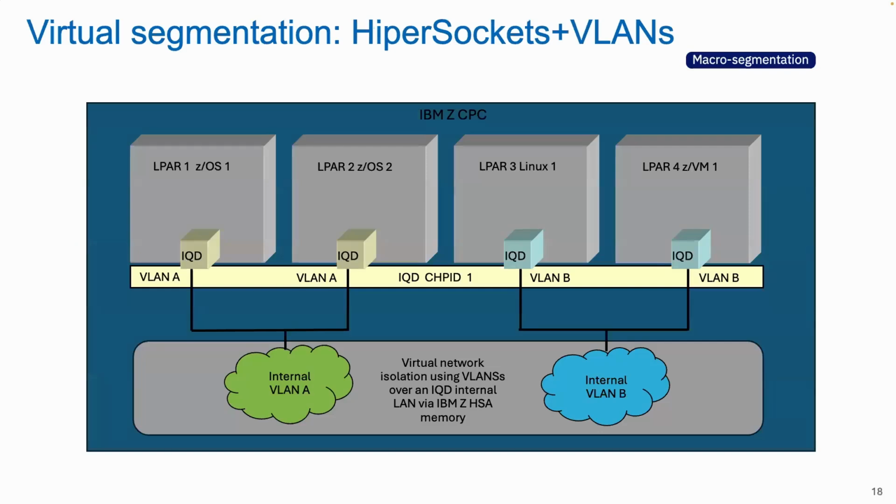Okay. Virtual segmentation also applies to hypersockets. Previously, we had different hypersockets interfaces for LPAR 1 and 2 versus 3 and 4. Here we can have them share the same hypersockets interface, but we provide VLAN support over the hypersockets. So even though it's the same physical hypersocket link, under the covers we've logically split it into VLAN A and B, so that communication can only happen between LPAR 1 and 2 over VLAN A, and that never can go over to LPAR 3 and 4 because they belong to a different VLAN.